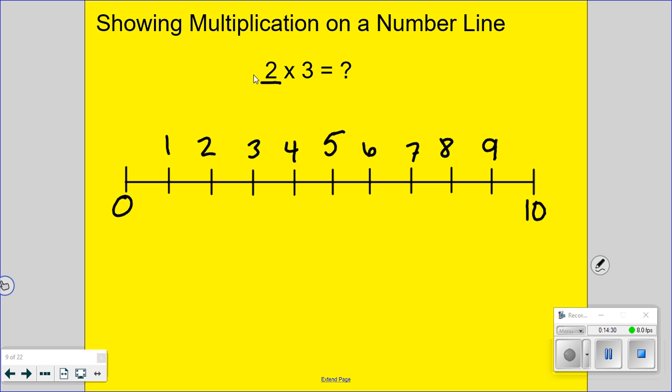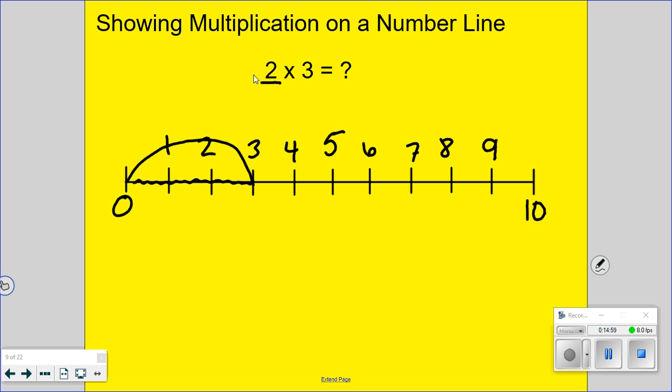Well, how big is 1 hop? Let's look at our other number. If we have 2 groups of 3, 1 hop is worth 3 numbers. So I'm going to start at 0, and I'm going to go a distance of 3 numbers. I'm going to pass 1, pass 2, and I'm going to land on 3. Do we see how I went a distance of 3 numbers?